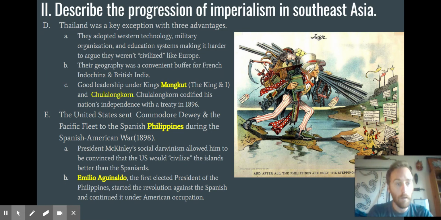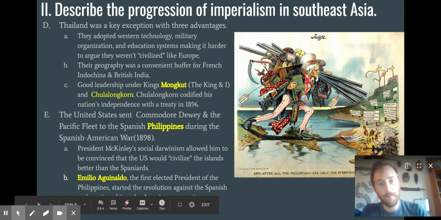The United States gets involved with imperialism in East Asia late, and in the Spanish American War, the Philippines are conquered by the Pacific Fleet. And President McKinley basically takes a social Darwinistic view, that the U.S. needs to civilize these islands because they're superior to the Spanish. Because otherwise, why would the Spanish lose the war to America? You can also see the other motivation is an economic one.